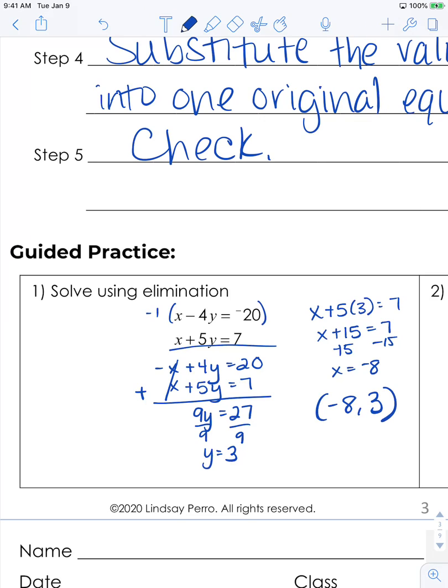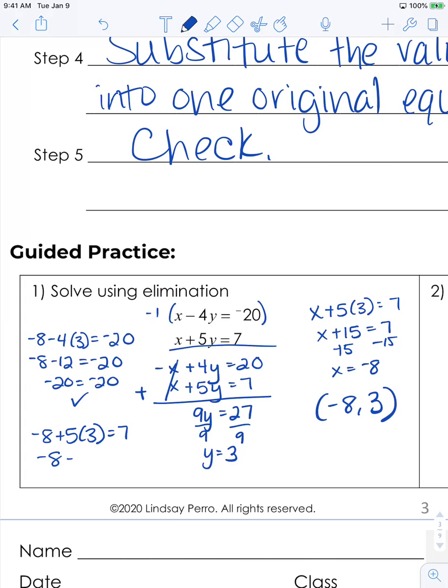But we want to check to make sure. So we're going to substitute back into each original equation. So the first will be -8 minus 4 times 3 equals -20. -8 minus 12 equals -20, and -20 does in fact equal -20. So that one works. But we have to check the second one. -8 plus 5 times 3 equals 7. -8 plus 15 equals 7, and 7 does equal 7.